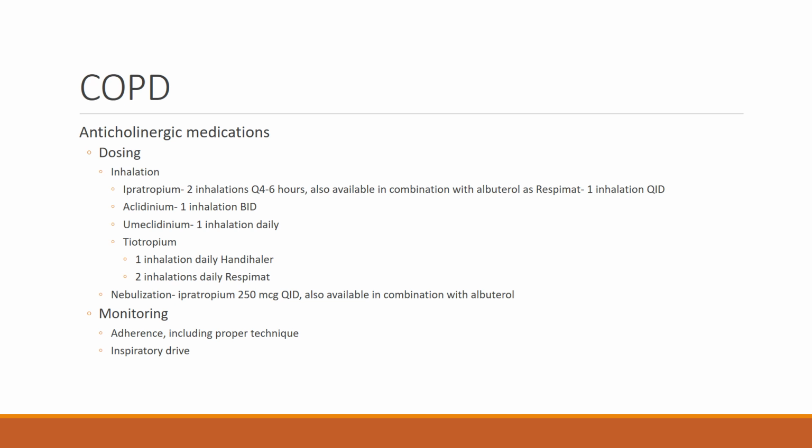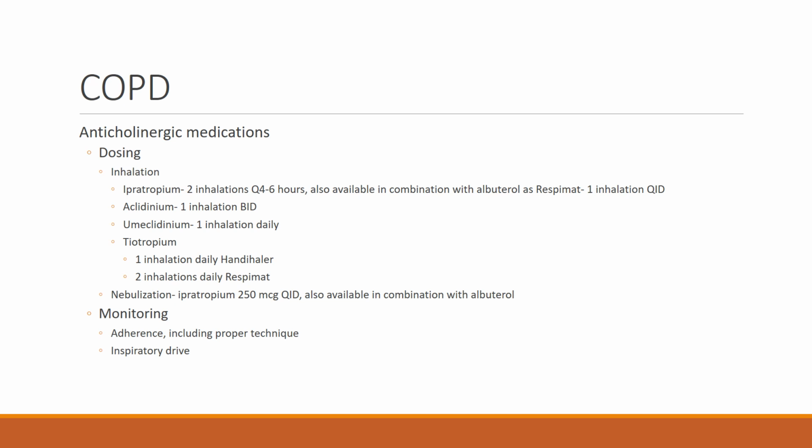There are a lot of newer generation anticholinergic medications. Up until maybe 8 years ago, there was only ipratropium. So patients with COPD had to have many doses a day, really not convenient, not good for adherence. There's been a huge explosion of newer medications that are taken just twice a day or even just once a day. So aclidinium is 1 inhalation twice a day, and umeclidinium is 1 inhalation daily.